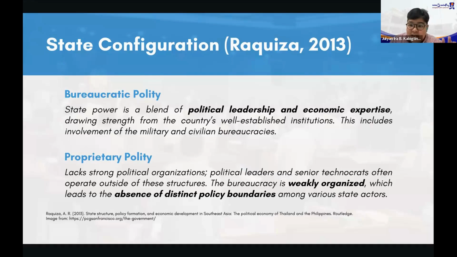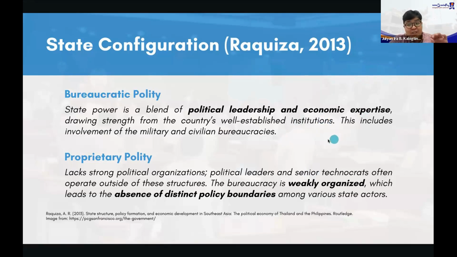So, according to Rakiza 2013, there are two types of state configuration, basically state as bureaucratic polity and proprietary polity. For bureaucratic polity, state power is a blend of political leadership and economic expertise, drawing strength from the country's well-established institutions. For proprietary polity, this lacks strong political organization, where political leaders and senior technocrats often operate outside of these structures. The bureaucracy is weakly organized, which leads to the absence of distinct policy boundaries among various stakeholders.